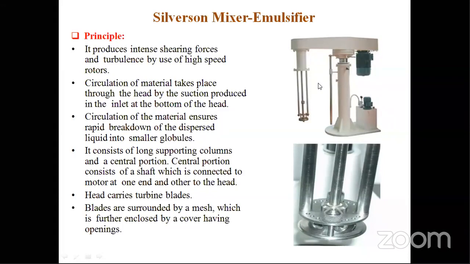What is the function of the mesh? Mesh means screen, and the blade is surrounded by a screen. What is the function of the screen? The screen protects the blades from erosion due to direct contact with the product, and also during suction, it ensures any amount of liquid phase does not come directly into the internal part of the equipment. So this screening helps to protect the equipment as well as the blade from the liquid.